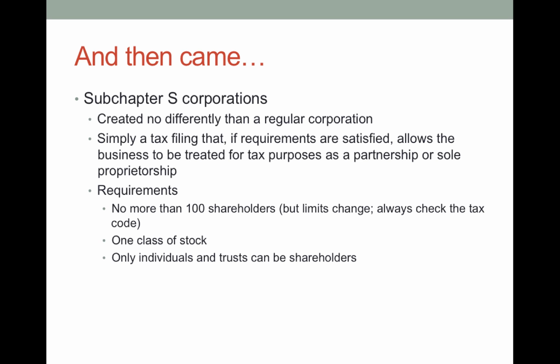You could have only one class of stock. In other words, you couldn't have preferred shares or other kinds of more complicated financing. And it was only designed for individual shareholders. For example, corporations could not be a shareholder. They're really supposed to be benefiting small businesses. So Subchapter S is an attractive choice for small businesses.